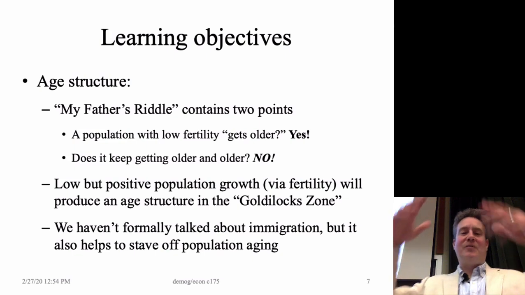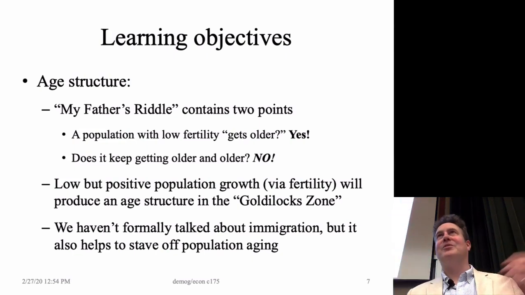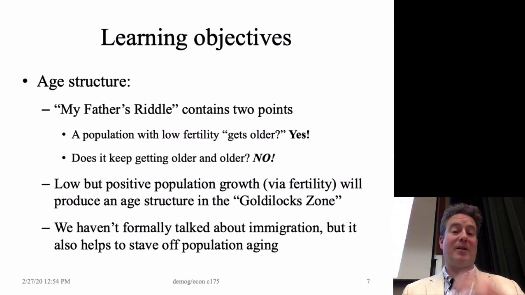And also, you don't want to have so many seniors that you're taking care of the seniors all the time, and we'll see the math about that later today. So immigration also helps to stave off population aging, but obviously fertility does, and that's one of the big takeaways here.